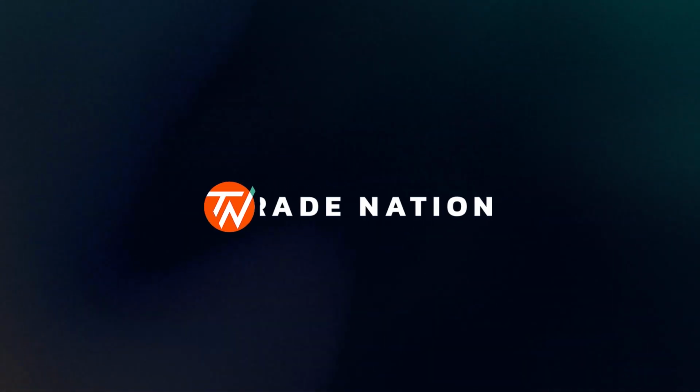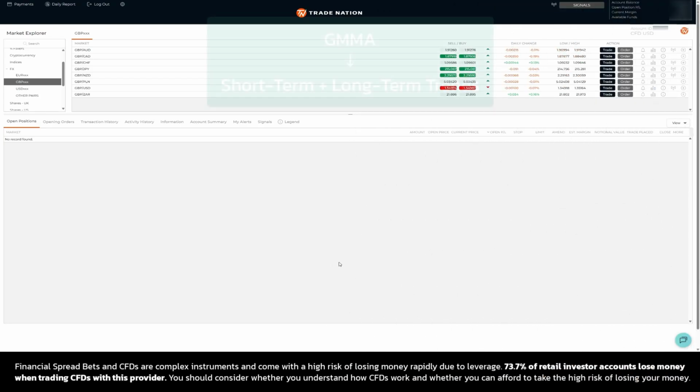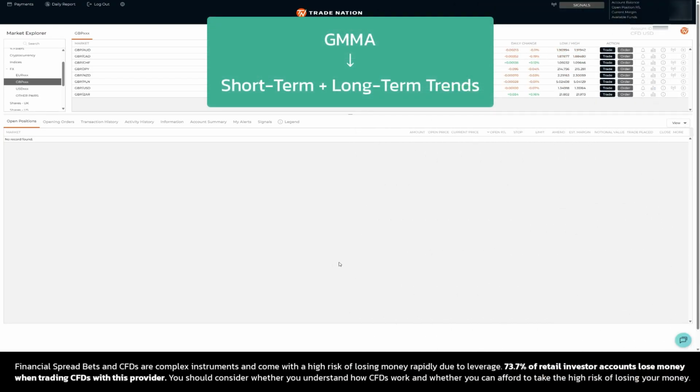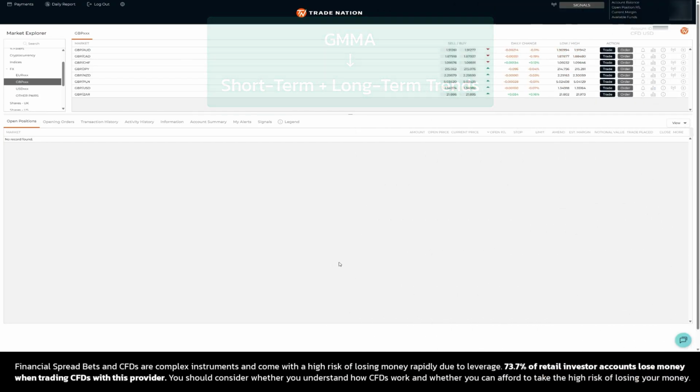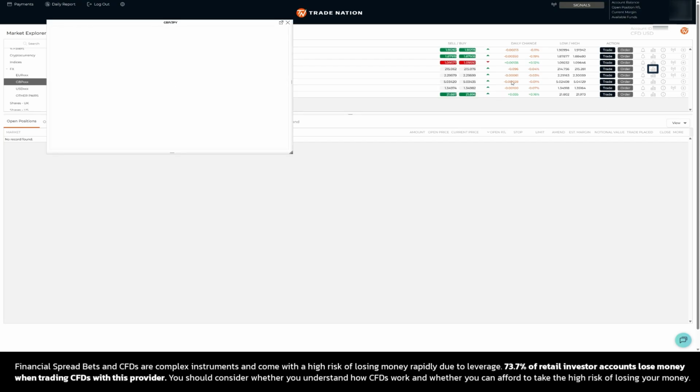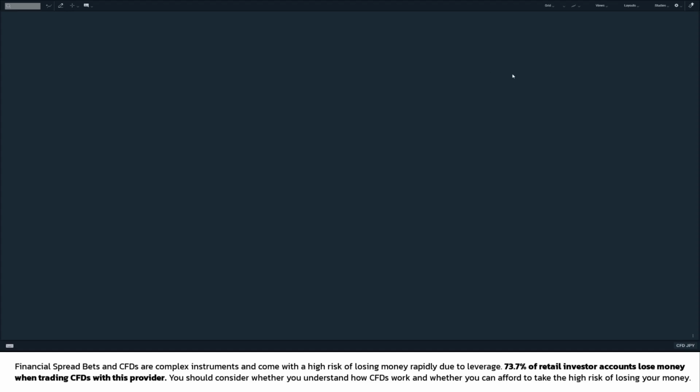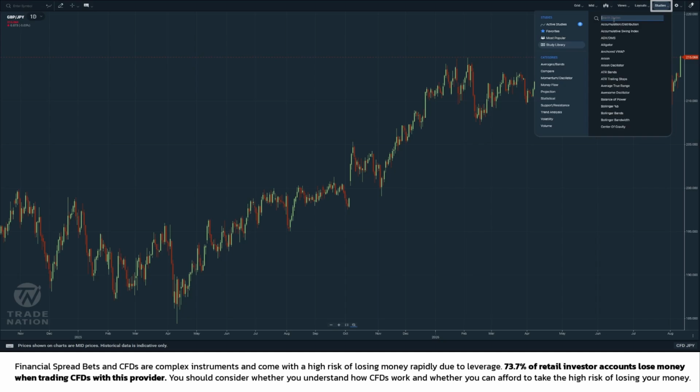The Guppy Multiple Moving Average, or GMMA, is designed to show how short-term and longer-term price trends are behaving at the same time. On TN Trader, open the market and chart you want to analyze, then open the Indicators menu and select Guppy Multiple Moving Average.